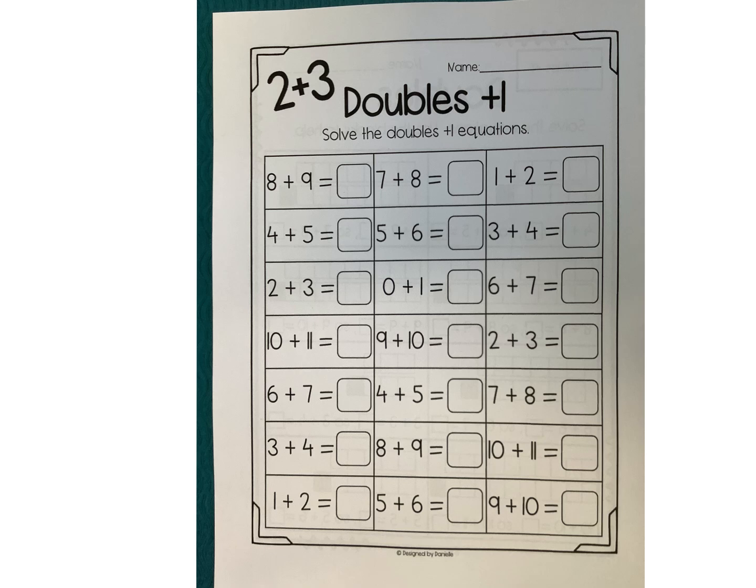Turn your paper over and we're going to do some more doubles plus 1. So I'm going to do the first little bit with you and then I'm going to have you solve the rest and then check your answers. So 8 plus 8 is 16, so 8 plus 9 is 17. Very good. 7 plus 7 is 14, so 7 plus 8 is 15.